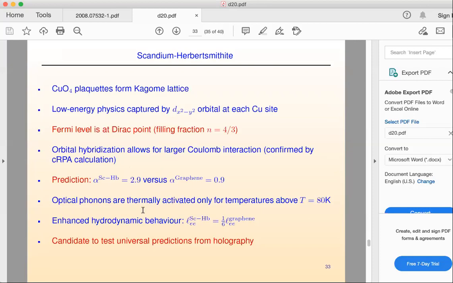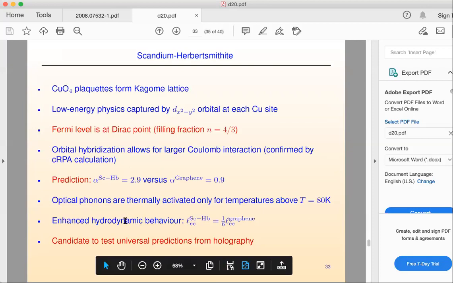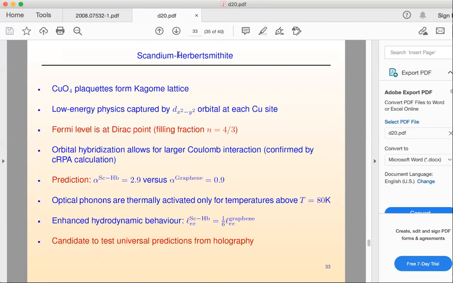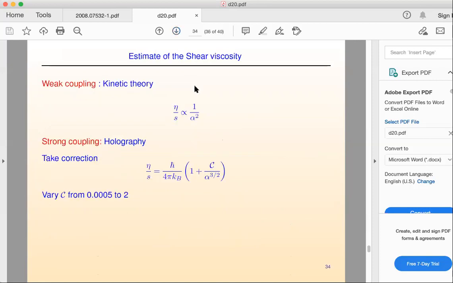Also, the optical phonons shouldn't destroy this hydrodynamic behavior. For the hydrodynamic behavior, it's really important that the correlation length for the electrons will be just a sixth of the value in graphene. And so we suggested this material as a candidate to test these universal predictions from the AdS/CFT correspondence. I've already been going for a long time, so what I wanted to do in the last 5 minutes is tell you a little bit about our gravity calculation.